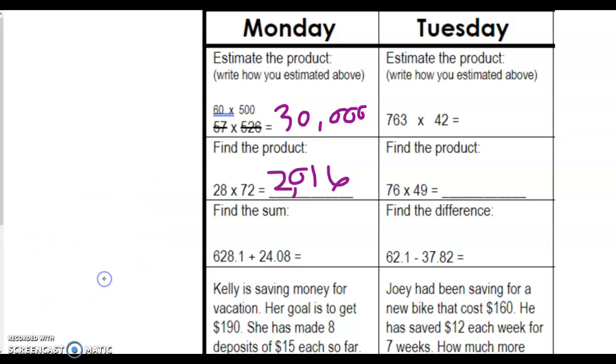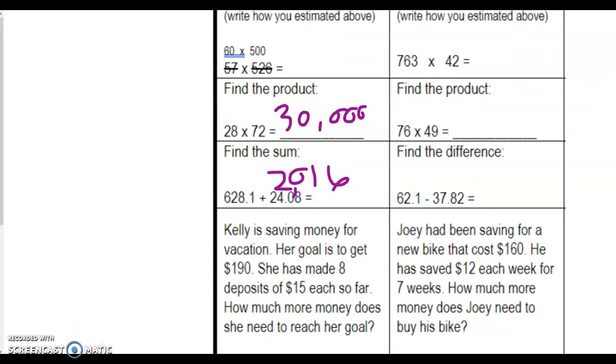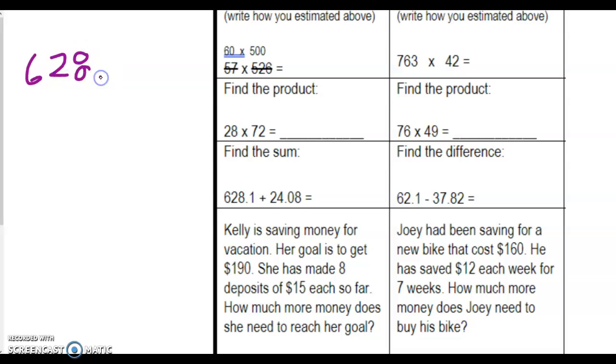All right, let's clear this off, and then we'll scroll down. All right, I could not make it smaller, so I'm just going to go ahead and erase my answers. All right, so we're looking at our third one. It says find the sum. Sum is the answer to an addition problem. So I'm going to go ahead and write these down. I have 628 and 1/10. I'm adding 24 and 8/100.